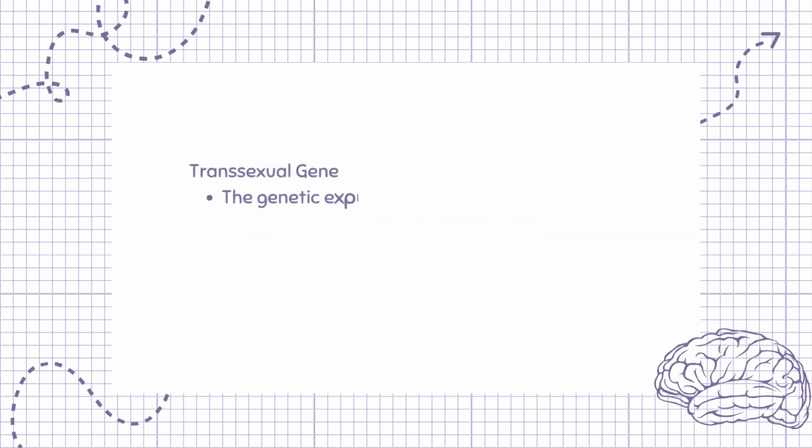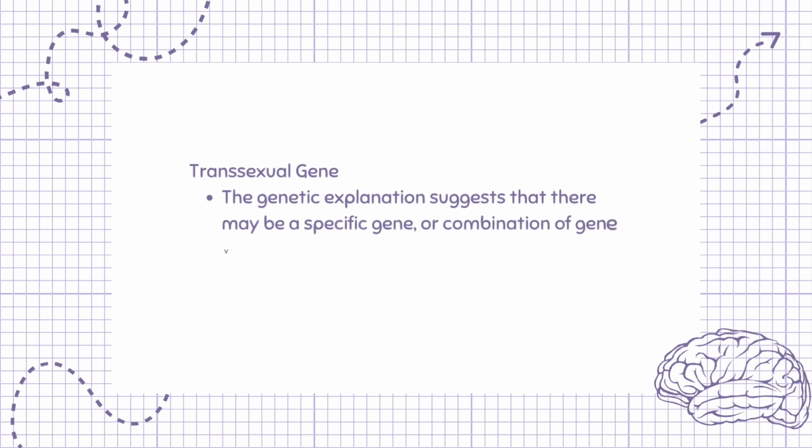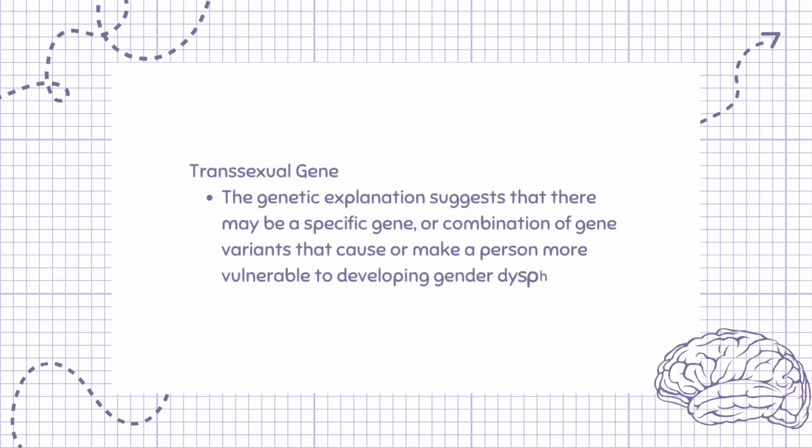Transsexual gene. The genetic explanation suggests that there may be a specific gene, or combination of gene variants, that cause or make a person more vulnerable to developing gender dysphoria.